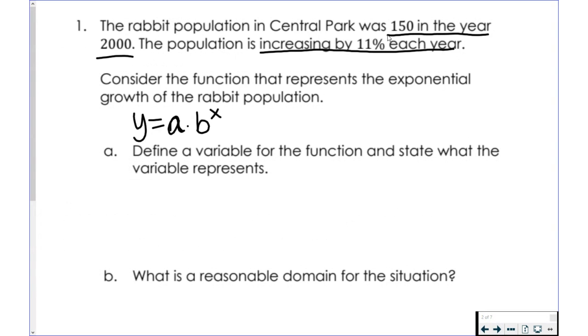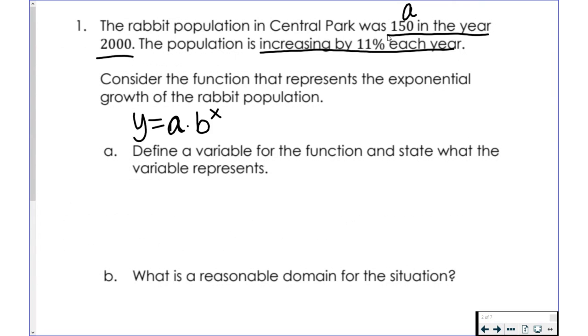So A, again, this was in the notes from yesterday, the 4-1 notes. A is always your initial value. B is telling you whether this is increasing or decreasing and by how much over time. So A is 150. They started counting in the year 2000. So our A value is going to be 150 since that's how many there were in 2000.